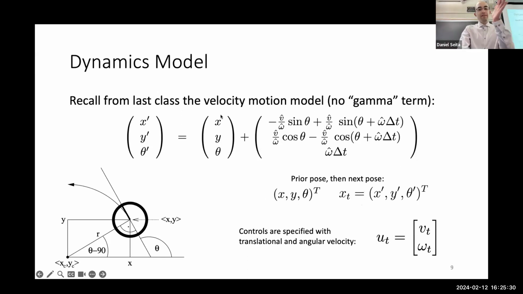Again, the whole point of this was to show, given the current pose plus the robot action, what is the next pose. If you're not dealing with this type of mobile robot, if you're dealing with a different type of control, you'll have to change this model. But under the assumption that we have a 2D robot with those two controls, then this is the motion model.